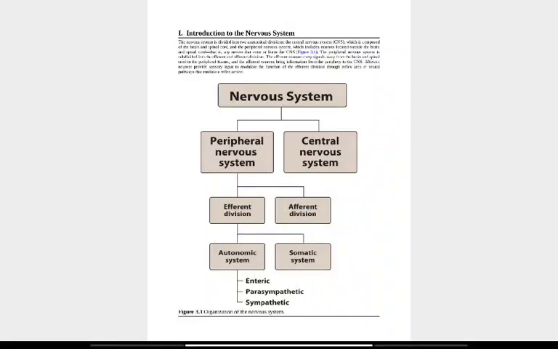Welcome to Pharmacology lectures. Now we are going to start ANS, Autonomic Nervous System. We'll have a look at its anatomy.